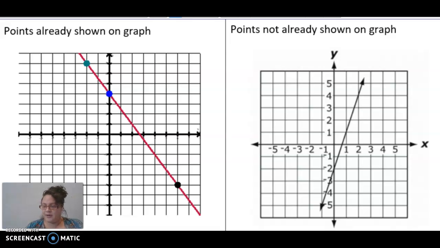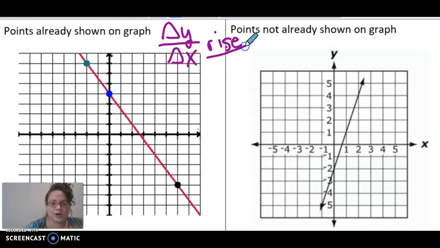So first of all, whenever we are finding slope, which is our learning target or our goal today, we have to keep in mind what slope is. Slope is the change in y over the change in x. We could say vertical change over horizontal change. We can also say it's the rise over the run. All of these are really good things to describe slope or rate of change. So that's what we are trying to do with these graphs in this problem.